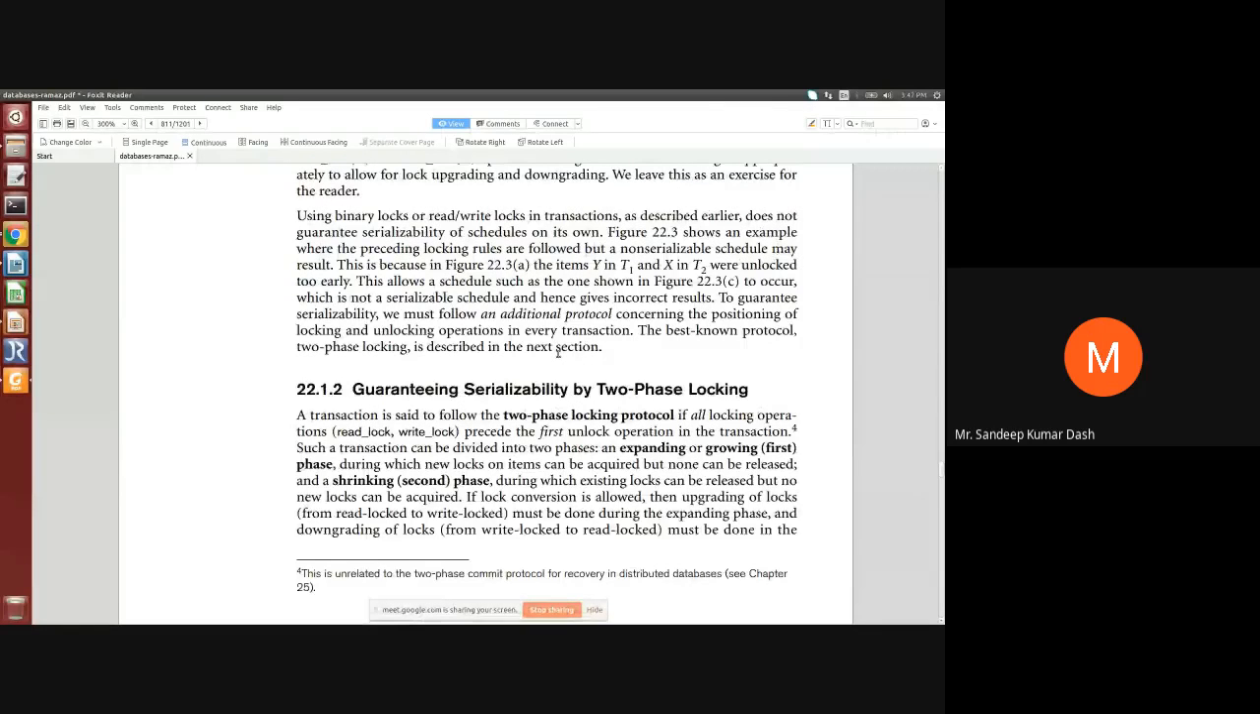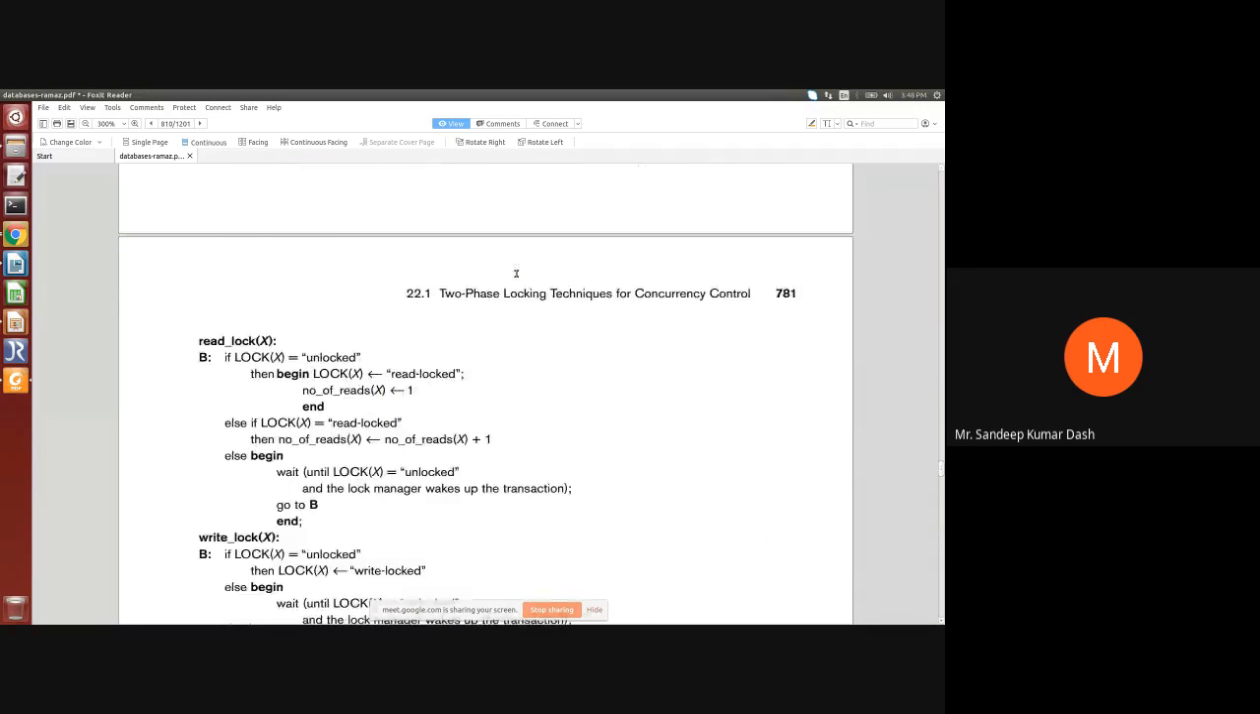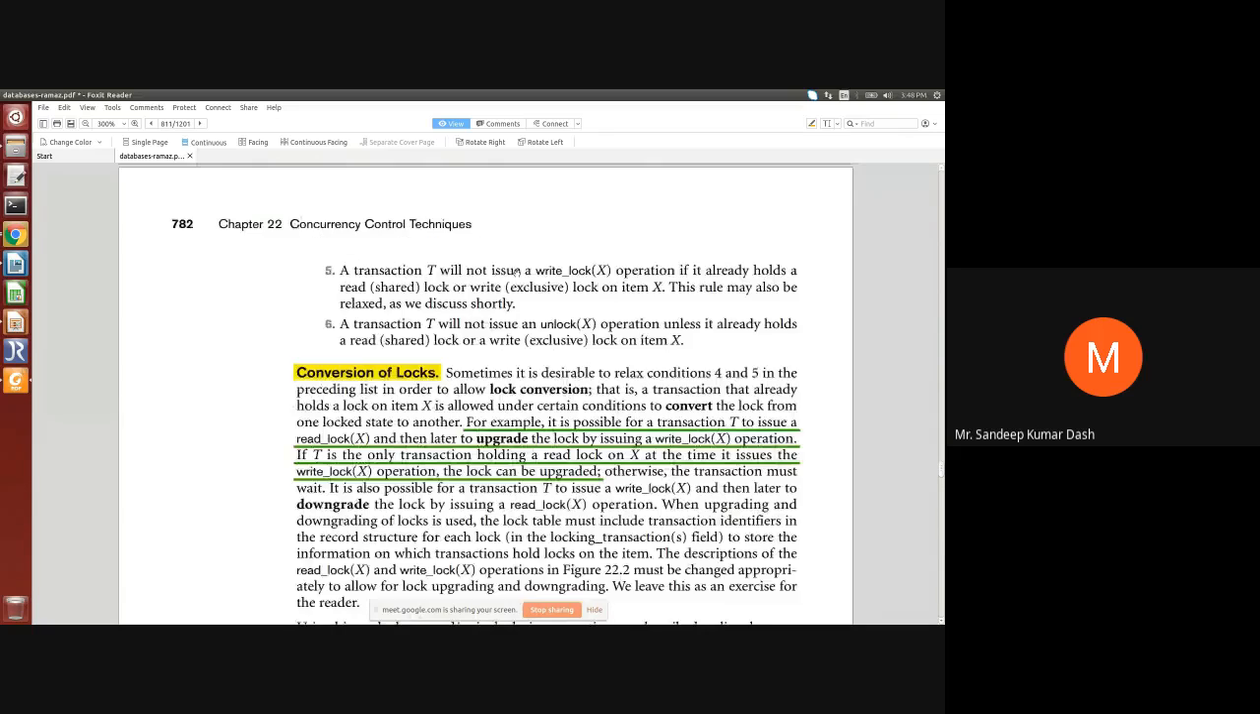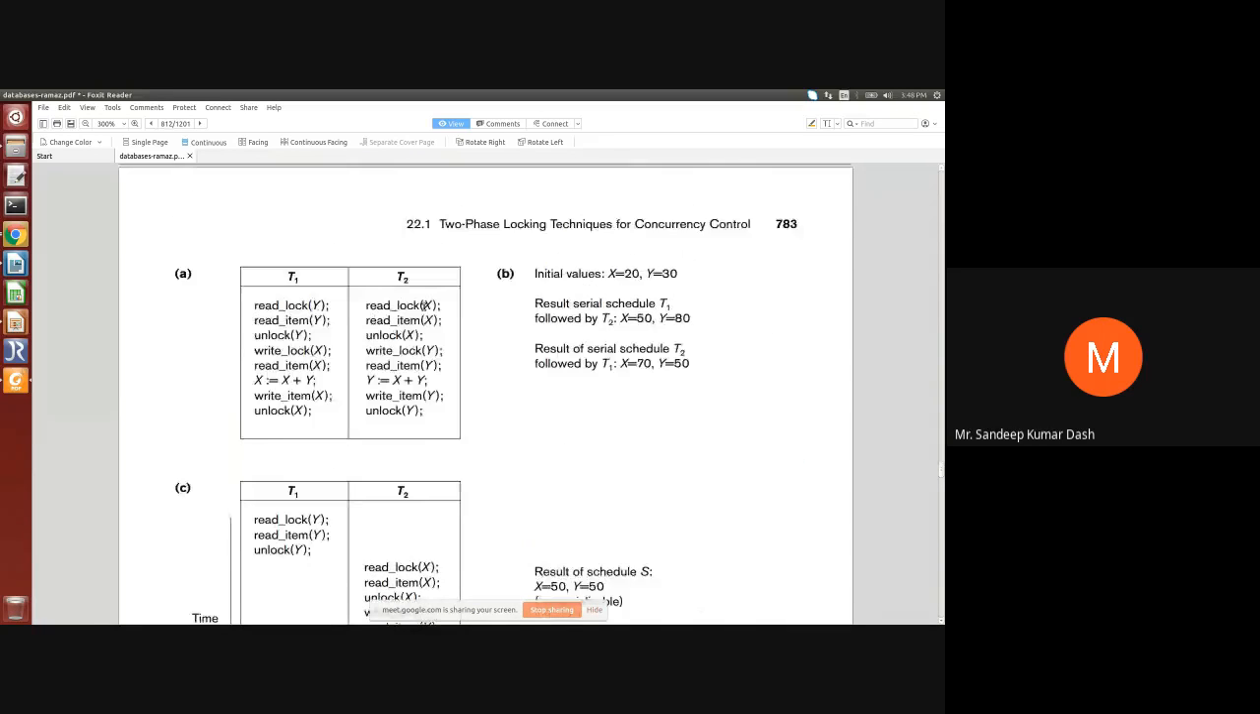So the main aim is that you have to make it serializable. We'll see that when you apply this locking technique, there are still some lacunas or problems because of which, even after you apply the locking technique, serializability will not be ensured, or consistency will not be ensured. You see the case of 22.3a. 22.3a is probably down. Yes, there are two transactions like this.